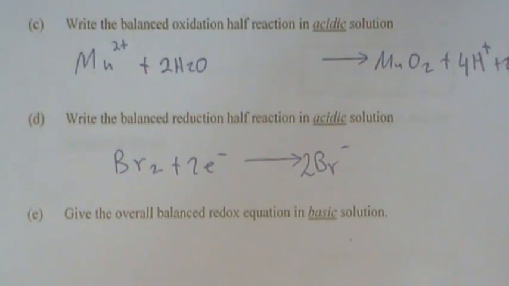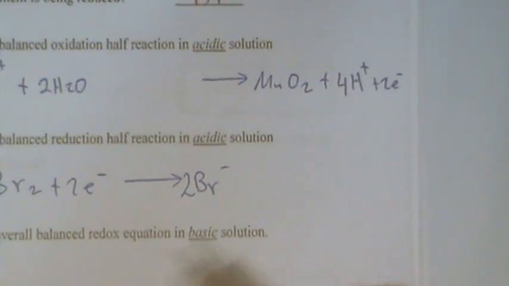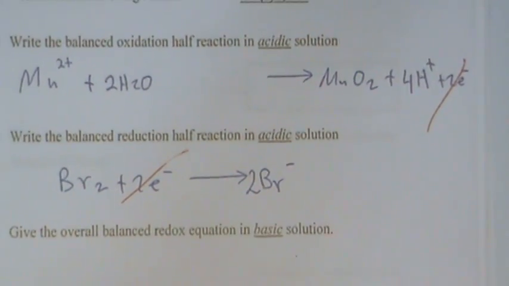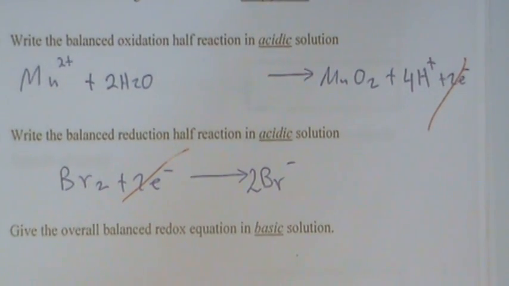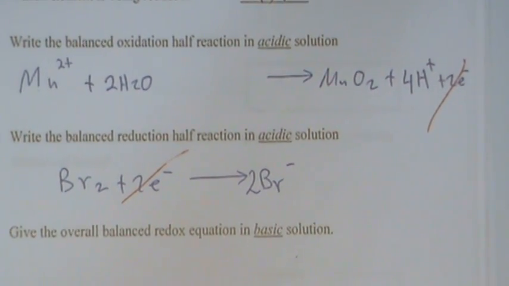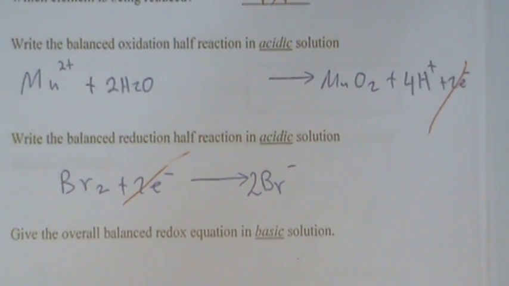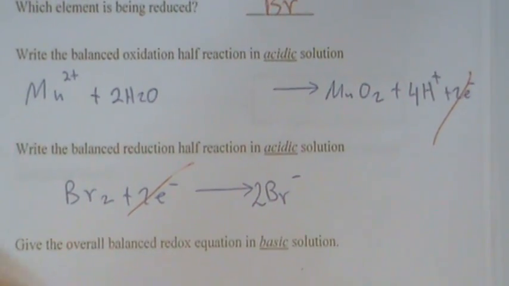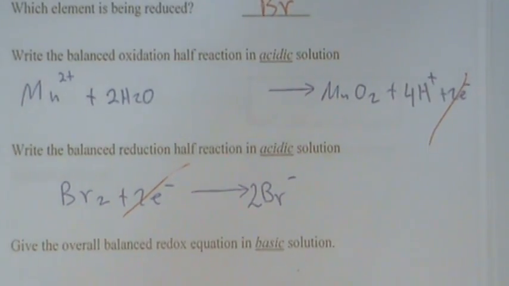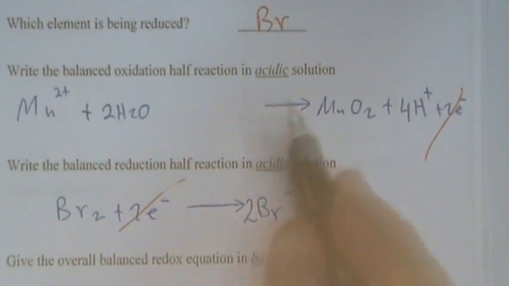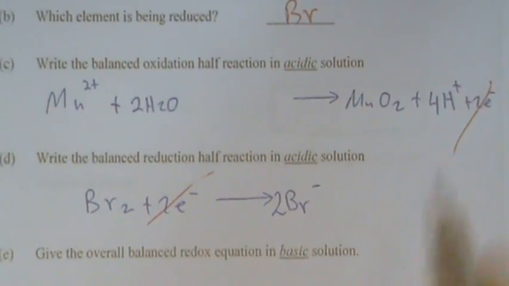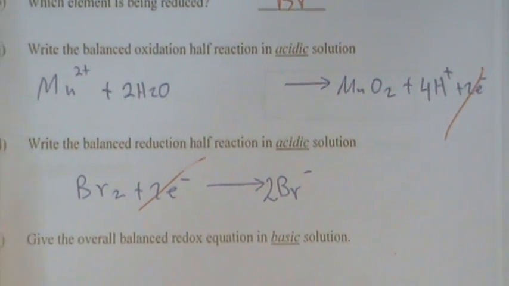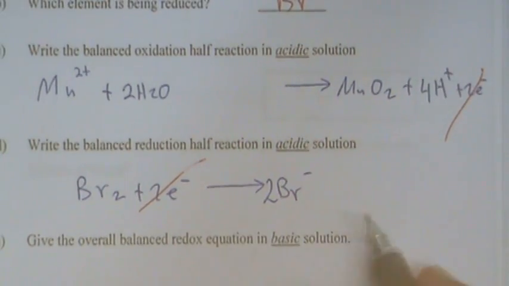When you add them, the electrons go away. So what remains is... but it says in basic solution, so what I'm going to have is the balanced overall reaction in acidic solution, because I'm going to have H plus. If I add this, we have 2 electrons, I don't have to multiply by a certain number to make the electrons equal, because they're already equal. So I just add them, the 2 electrons go away from each side.